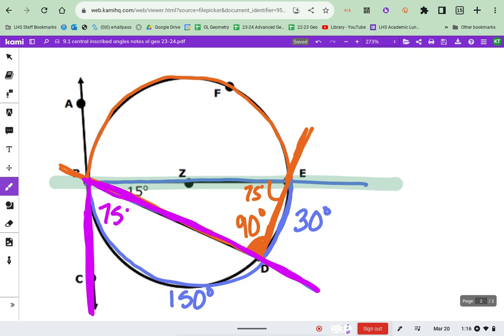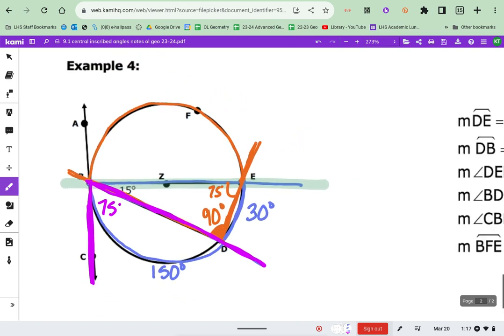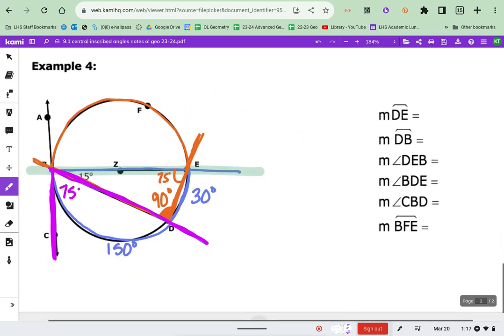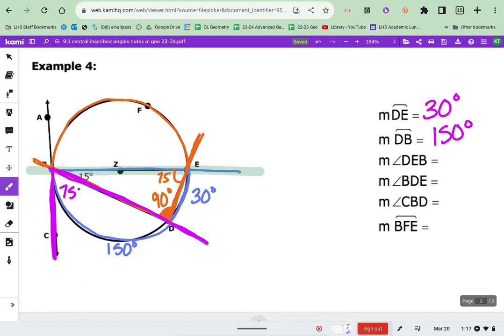It's awesome. Okay, I don't know what it's asking for, so let's go ahead and see if we have everything it needs, and we can come back and fill in more if we need to. So let's see. DE we already found, so that's good. That was 30. DB we also found. That was 150. Let's see. Angle DEB. Remember, you can trace it with your finger if you're not sure where that is. Start at D to E to B. Yep. Where your finger turns is where the angle is.